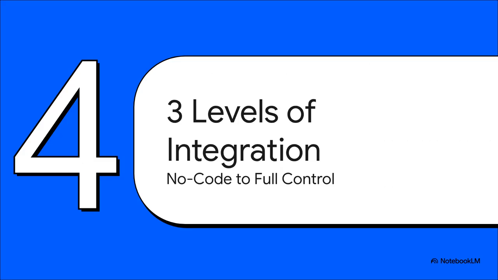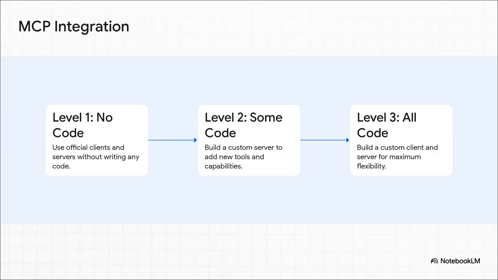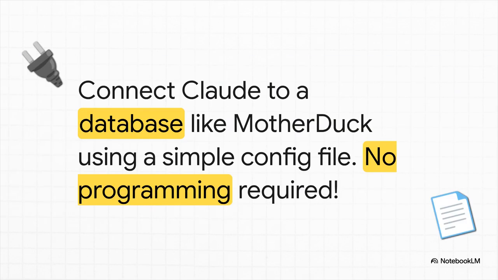Now, here's where MCP gets really clever. It's not this rigid all-or-nothing system. Instead, it gives you 3 different ways to jump in, 3 levels of integration, so it works for pretty much anyone, from people who don't code at all to the most hardcore developers. So you can start at level 1 with 0 code just by using the official stuff. Or you can dip your toes in with some code to build a custom server that adds new tricks. Or, if you want it all, you can go to level 3 and build everything from the ground up for total control.